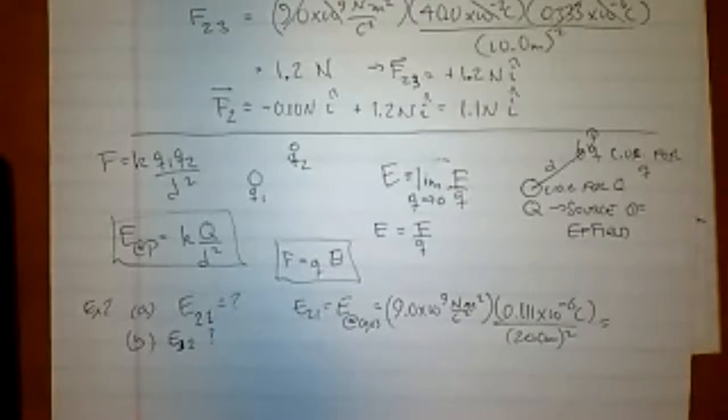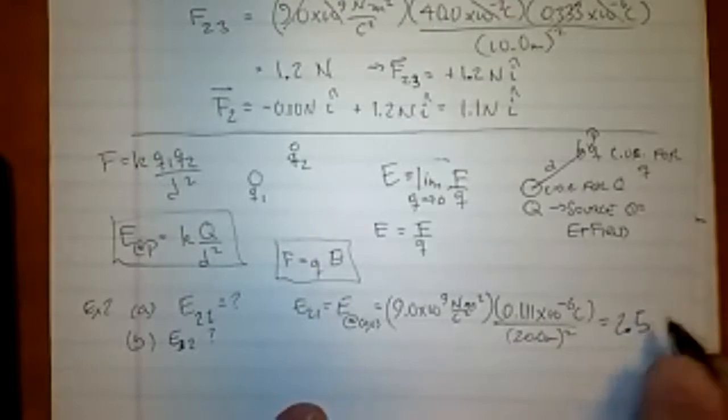e to the 9 times 0.1111, e to the -6, divided by 400. Yeah, I get 2.5.